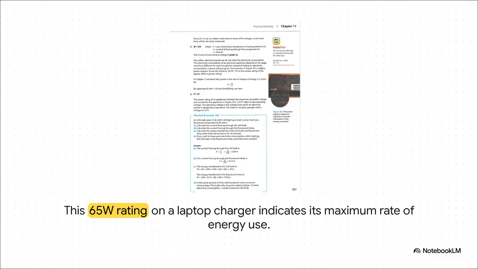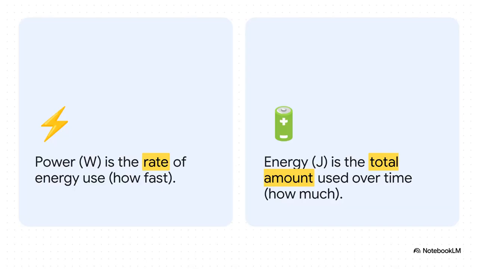And you've definitely seen these ratings all over the place. Like, take a look at this laptop charger. See that? It's rated at 65 watts. That number isn't just pulled out of thin air. It's telling you its maximum rate of energy use. It's like a quick label that tells you how hungry for electricity an appliance is. A beast of a gaming PC might use hundreds of watts, while a tiny little LED bulb might use less than 10.